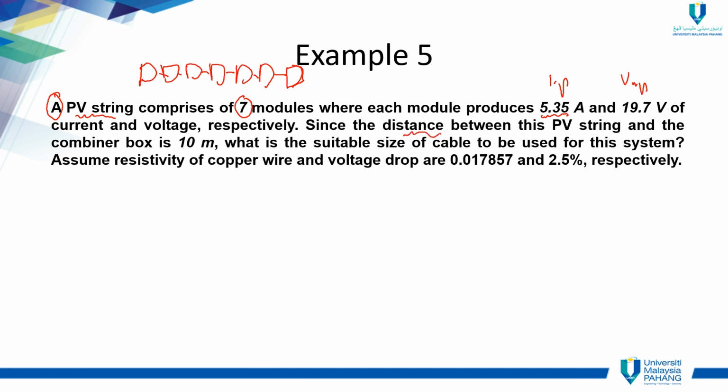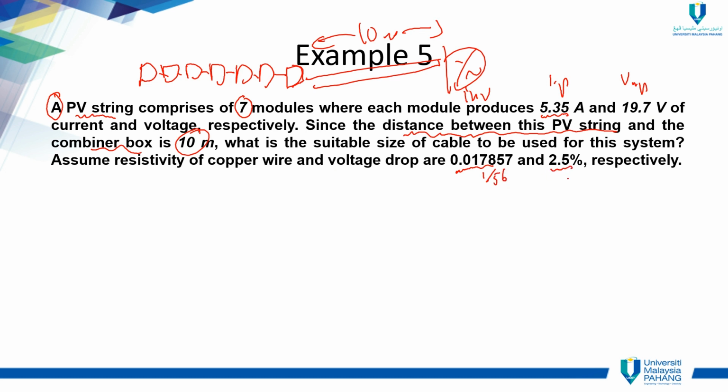Since the distance between this PV string and the combiner box is 10 meters, so the distance between here and the inverter is 10 meters long. Okay, 10 meters long. What is the suitable size of cable to be used for the system? So assume resistivity of copper wire and voltage drop are 0.017857, which is equal to 1 over 56, and 2.5% is the loss. I told you, loss 2.5%.